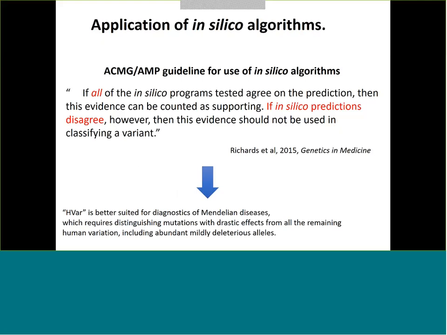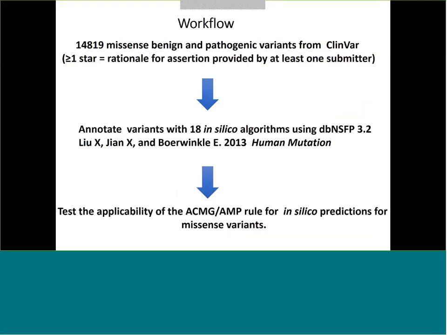So if you go to the next slide, Jenny. To show you the caveat, what I've done is take some 15,000 missense benign and pathogenic variants from ClinVar and annotate them with 18 in silico algorithms using dbNSFP 3.2, and then test the applicability of the ACMG-AMP rule. So, Jenny, if you go to the next slide.